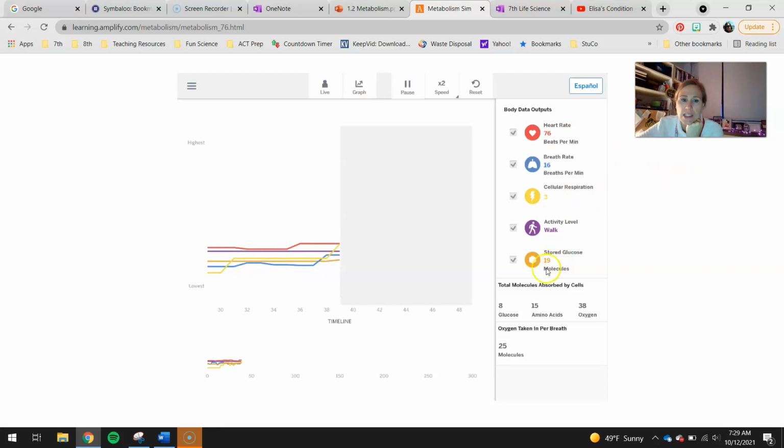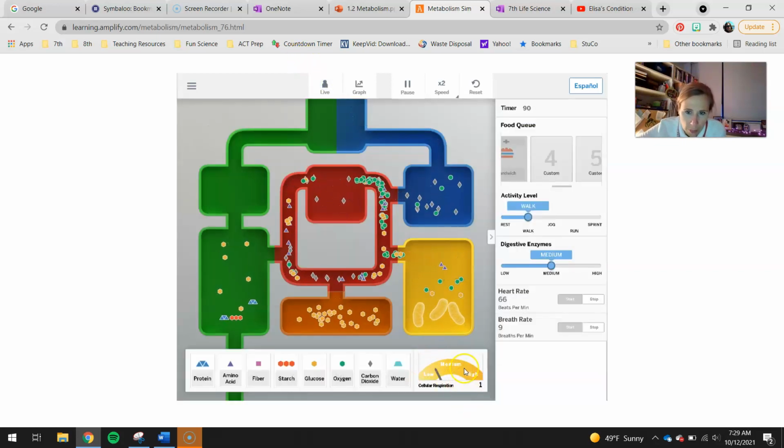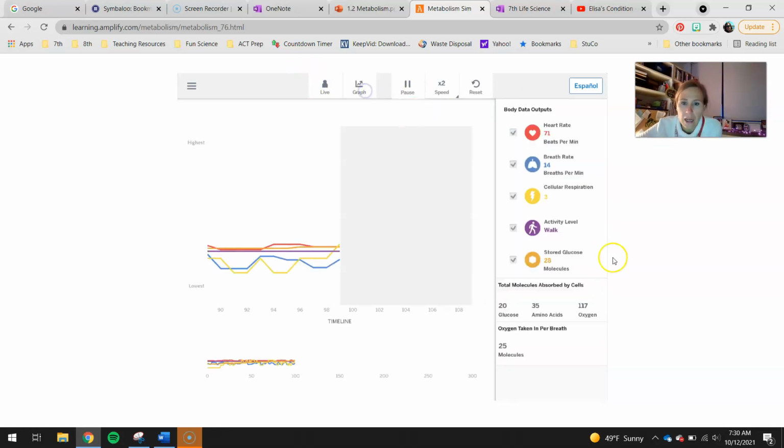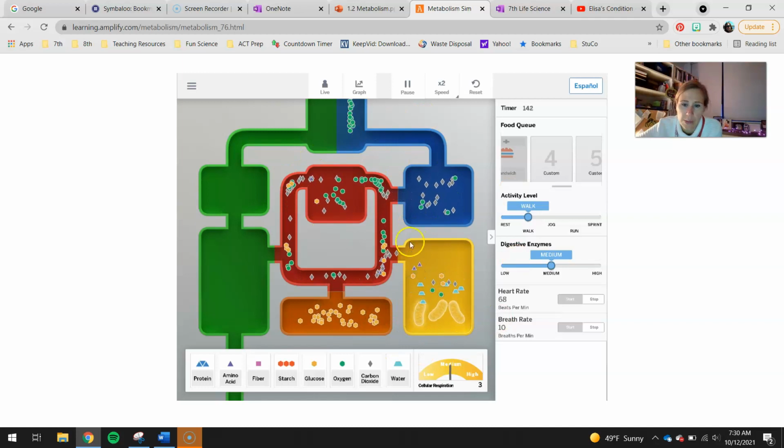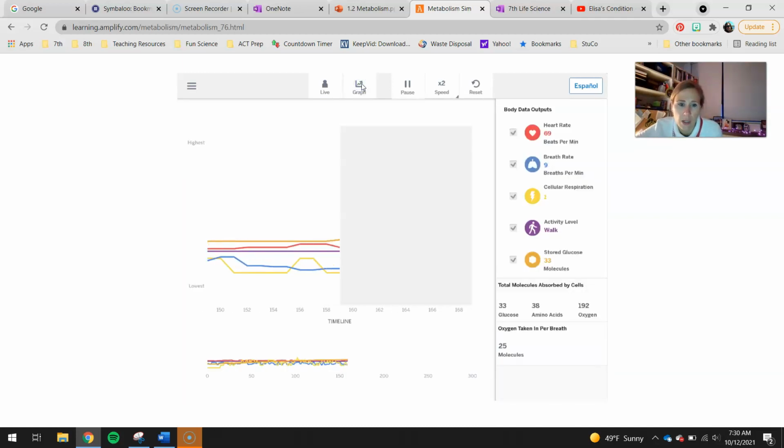Okay, so you guys can see all of these different arrows here. The red one is heartbeats, breathing rate is the blue arrow, yellow is, if we go back to our live view, the amount of cellular respiration, I believe. And then activity level, we're just walking, and then the stored glucose molecules, you can see the glucose changing in that. You can also, like I said, be in the live view and see what's happening here, but this won't give you the numbers you need to record in your data table. So again, you want to be in graph view.